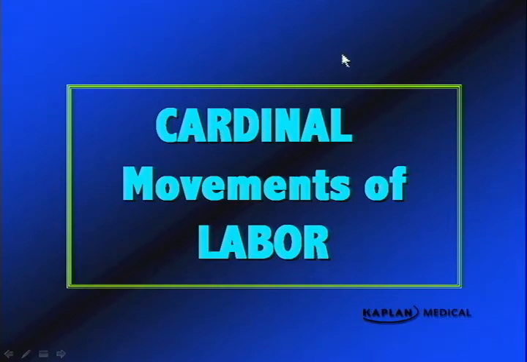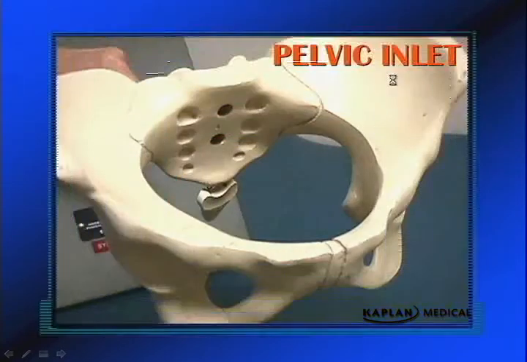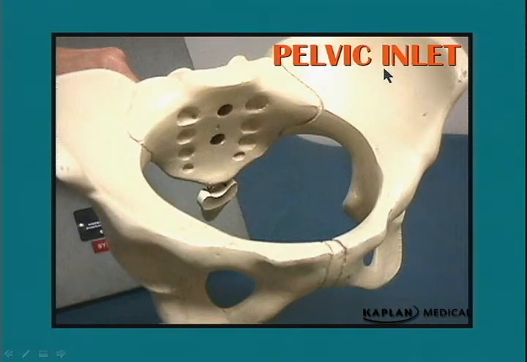All right, let's next look at the cardinal movements of labor. The cardinal movements of labor have to do with the changes in the head of the fetus as it rotates internally, externally, flexes, and extends. In order to understand this, we need to look at the pelvis. And this is the pelvis, the bony pelvis.